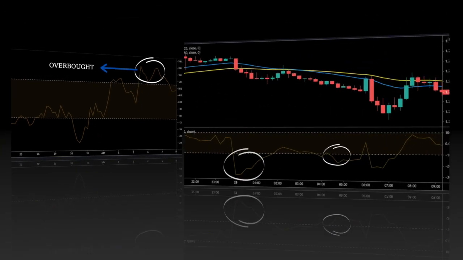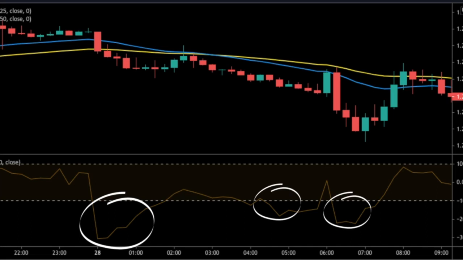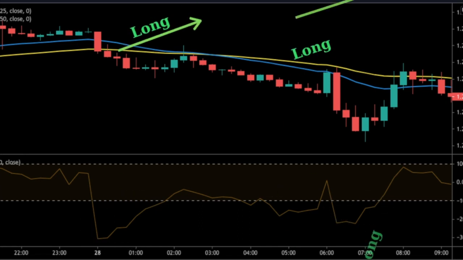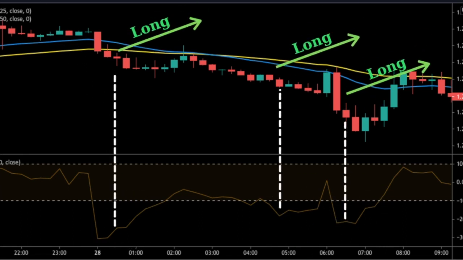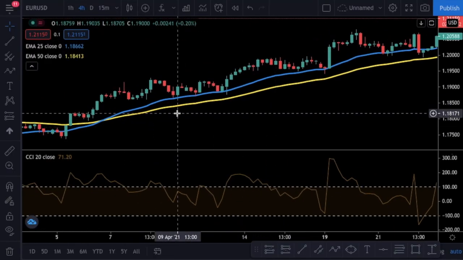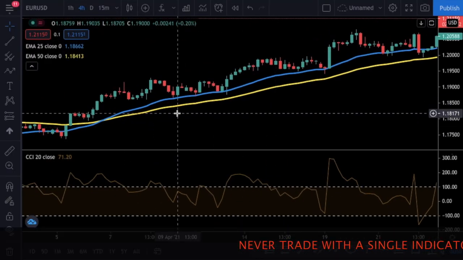I know what you might think if you are new to trading. You ask yourself, what would happen if you go long anytime when the CCI indicator is oversold? Well, let me save you some time and money. You are most likely to lose money if you do so. Because trading is not that simple, and you should never trade with a single indicator.